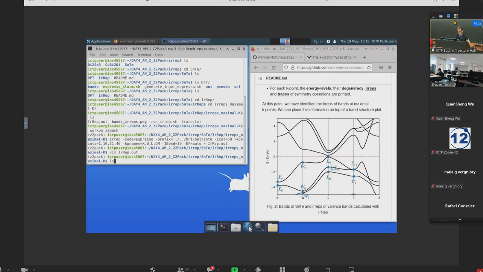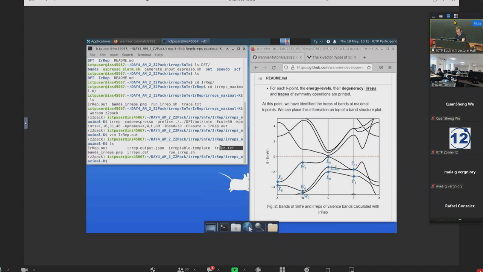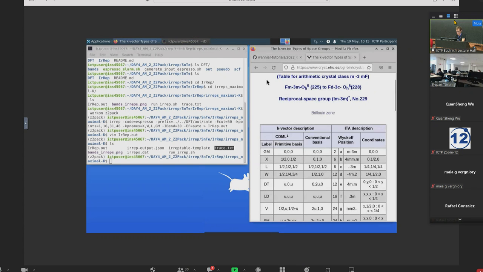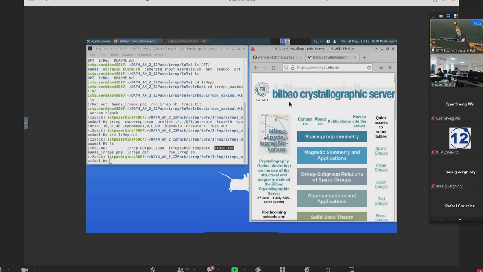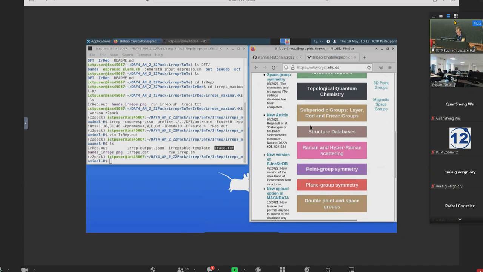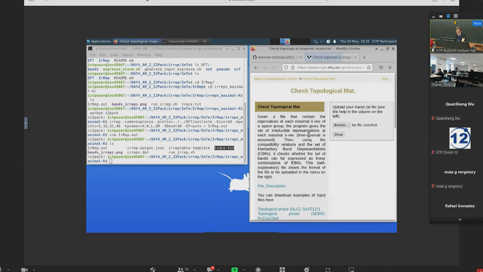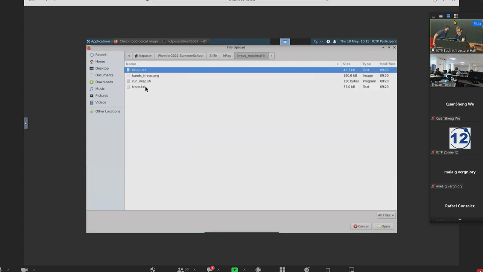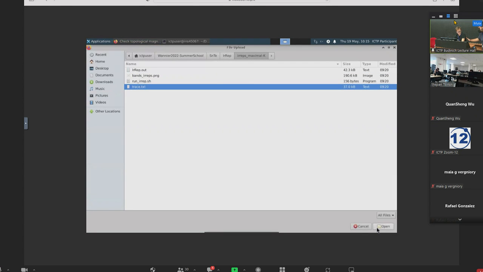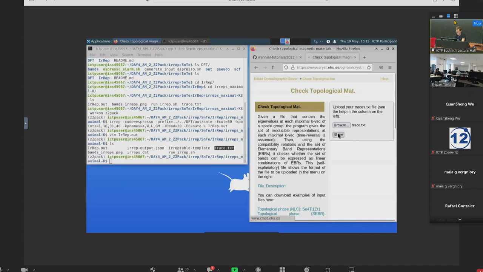For that, you will realize that in the directory where you run IREP, there's a file, trace.txt, which was created by IREP. It's going to be used now to determine if our bands are topological or not. So we go to the Bilbao Crystallographic Server, and we are going to upload this file. We hit the black box, topological quantum chemistry, check topological mat. We have to upload the trace.txt file. We hit show, and it's going to tell us whether our bands are topological or not.